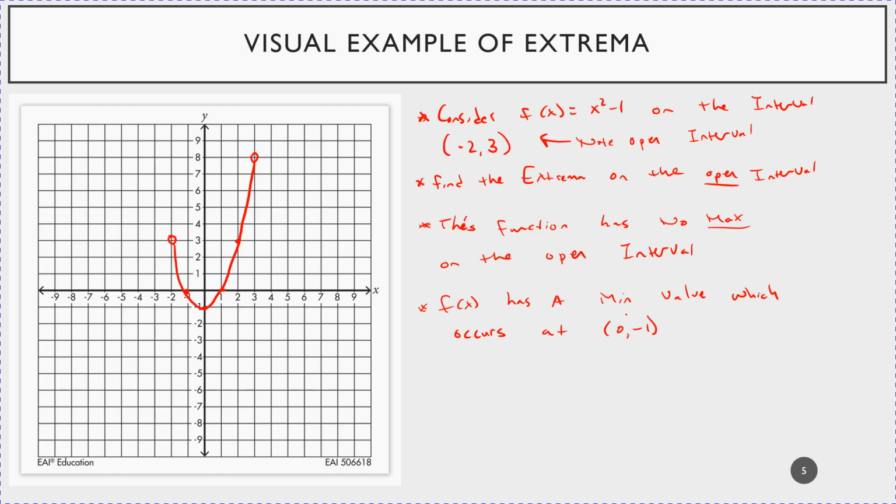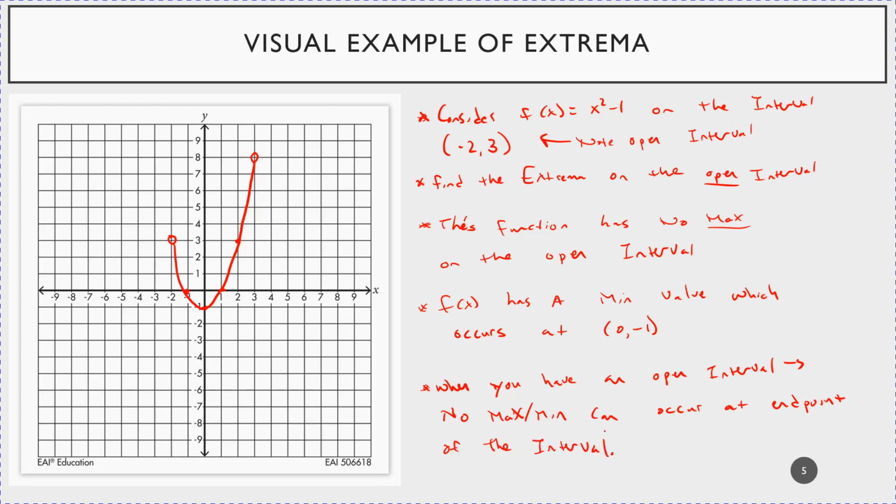So what I'm hitting at here is when you have an open interval, you cannot have max or min values at the end values of the interval. So I'm just going to note that for you. When you have an open interval, no max or min can occur at endpoints of the interval. Okay, very, very important to note there.